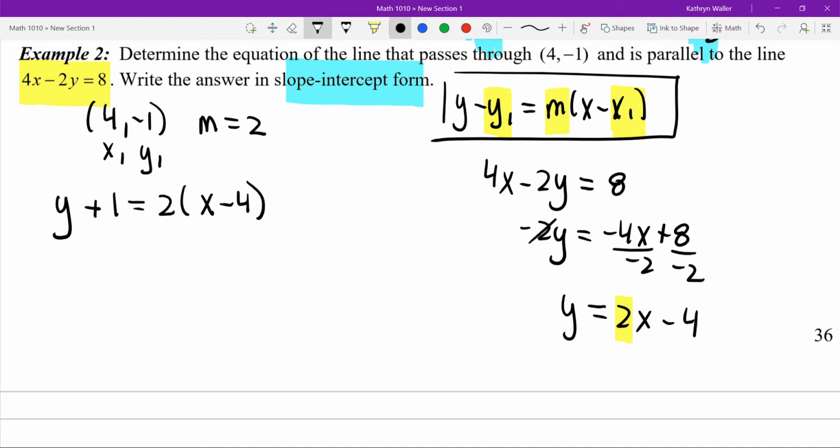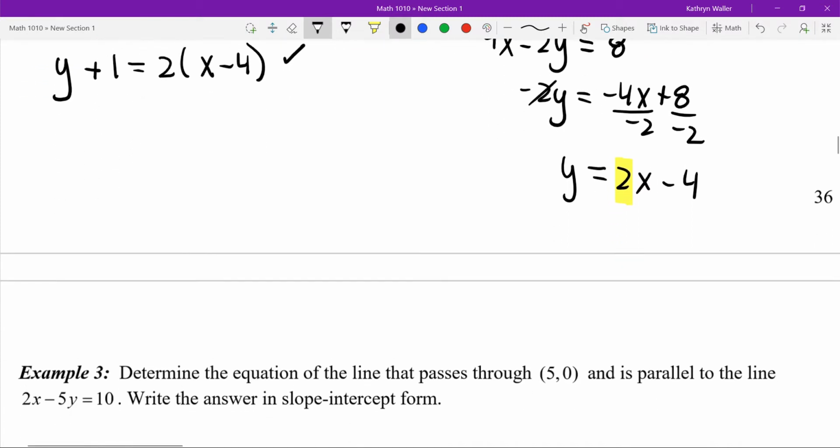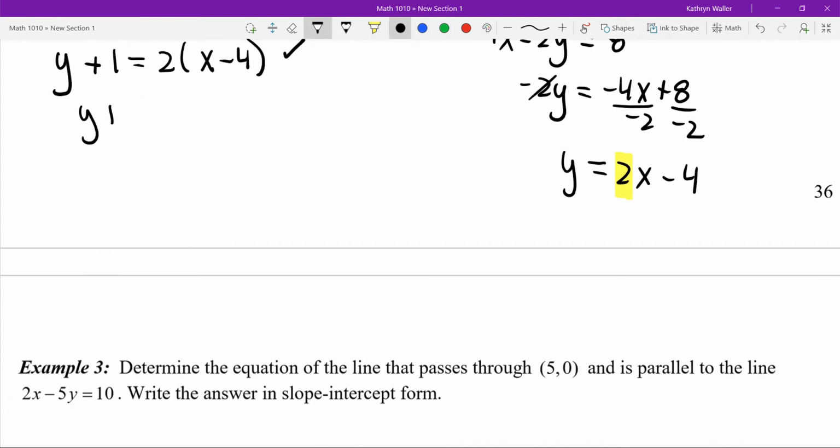Here's another thing you have to remember. Slope-intercept is this guy right there. What's that called? Point slope. Good. Distribute the 2. So you have y plus 1 equals 2x minus 8. Move the 1 over. y equals 2x minus 9. That's your answer, and you're done.